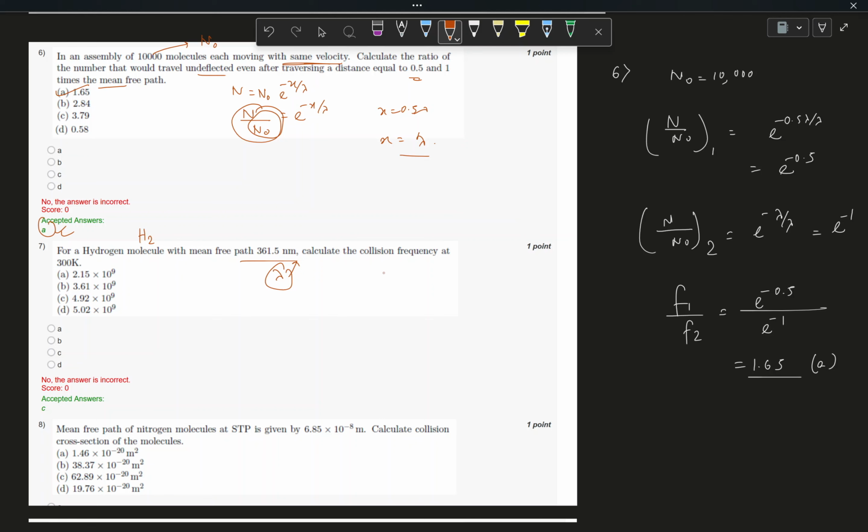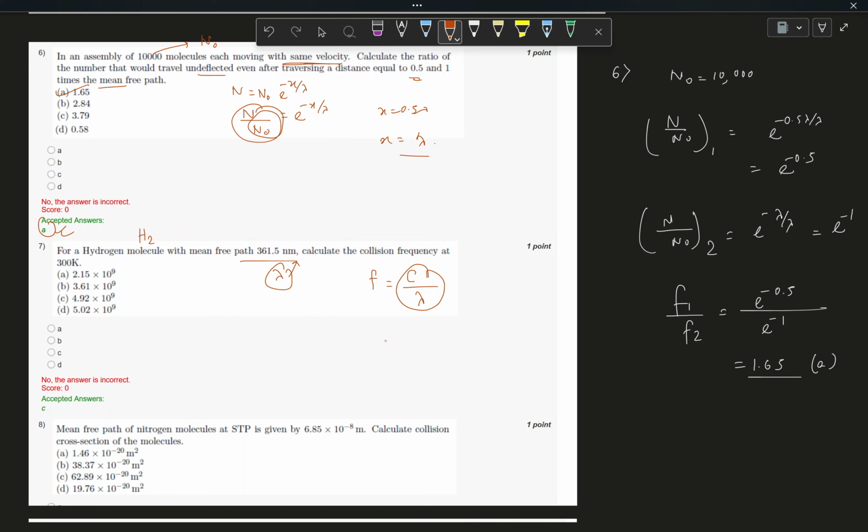So collision frequency means number of collisions per unit time. So you know the idea of collision frequency. The formula is that collision frequency equals velocity divided by the mean free path, because velocity is distance by time and mean free path is the average distance between two collisions. So if you divide total distance by this average distance between collisions, you get the number of collisions, and you already have per unit time in the velocity itself, so you have the number of collisions per unit time. So this is the collision frequency.